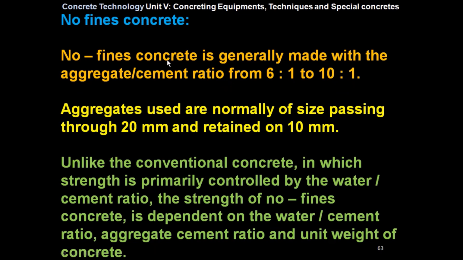No fines concrete is generally made with the aggregate cement ratio from 6:1 to 10:1. Aggregates used are normally of size passing through 20 mm and retained on 10 mm IS sieve size. Unlike the conventional concrete, in which strength is primarily controlled by the water cement ratio, the strength of no fines concrete is dependent on the water cement ratio, aggregate cement ratio and unit weight of the concrete.